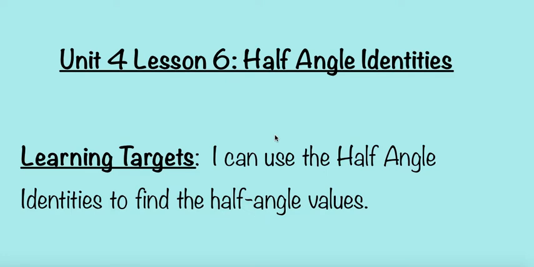Alright, so 4.6 is on half-angle identities. I can use the half-angle identities to find the half-angle values. So you're going to have out your identity sheet, and you're going to be filling in that last little section on the second side of your identity sheet today.